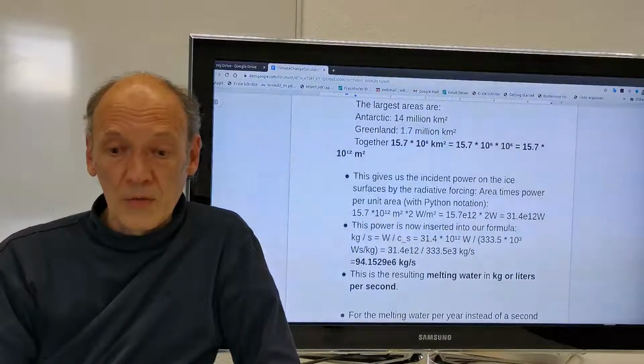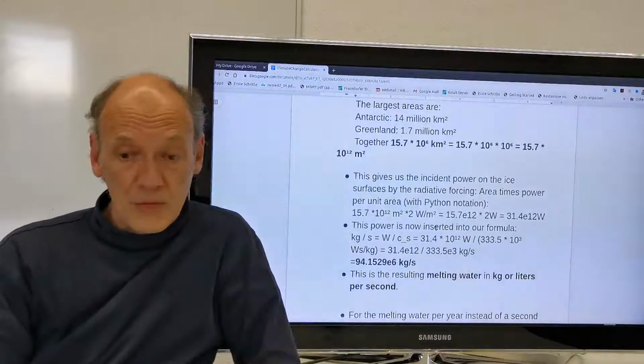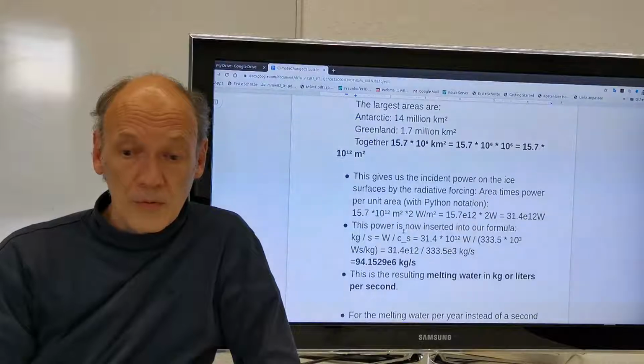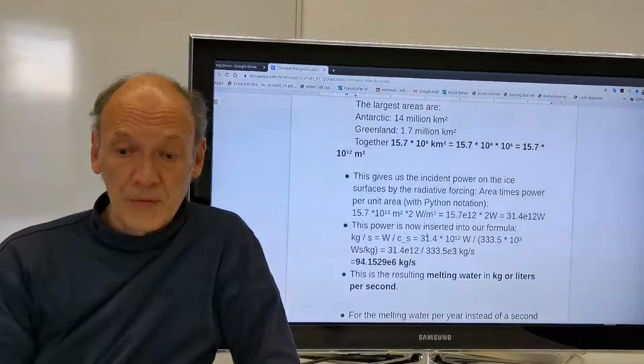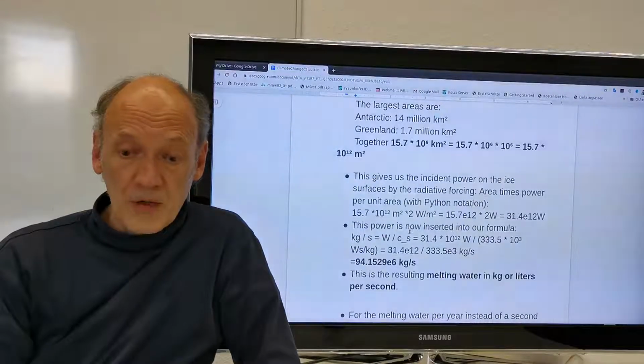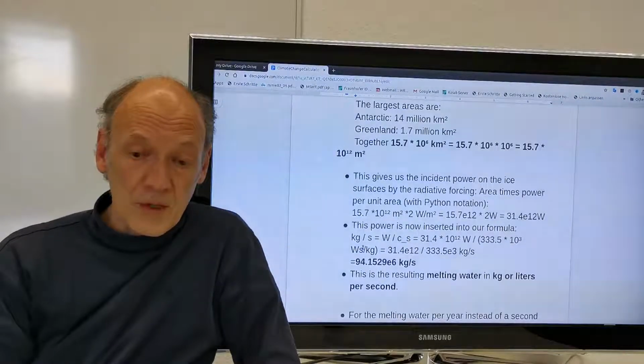So now we can insert this power into the formula that we just derived, and we get the kilogram per second. Here we just need to plug in the watts, 31 times 10 to the 12 watts, divided by the latent heat, 333 kilowatt seconds per kilogram.